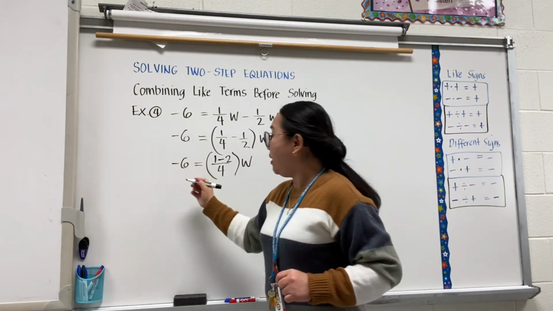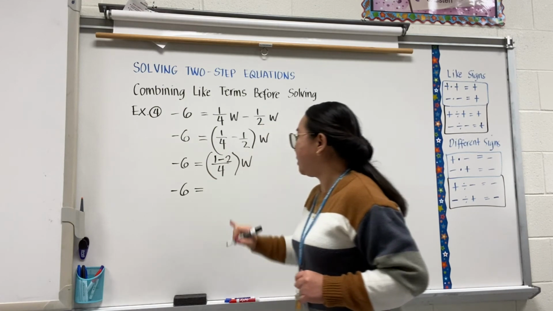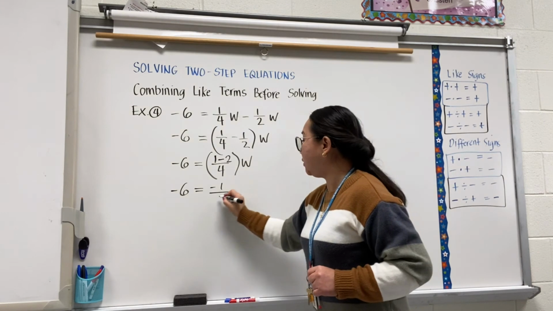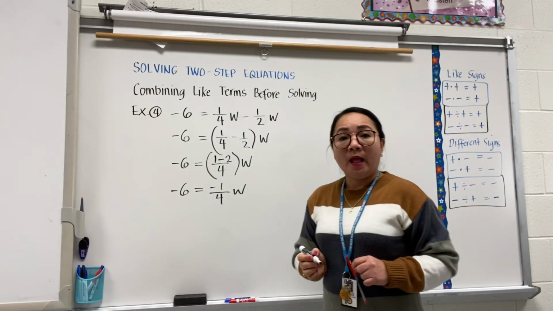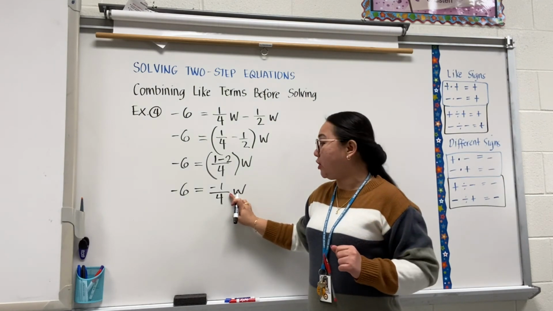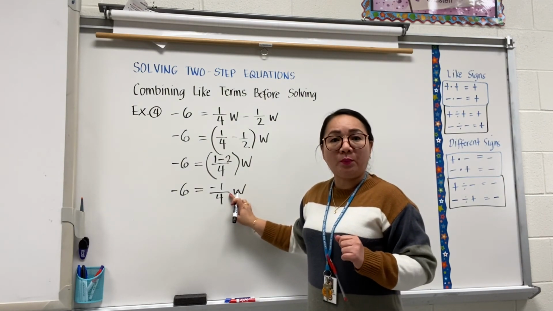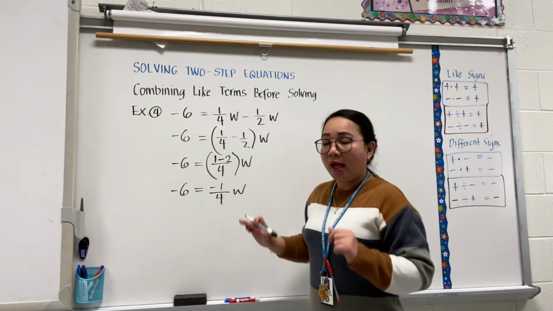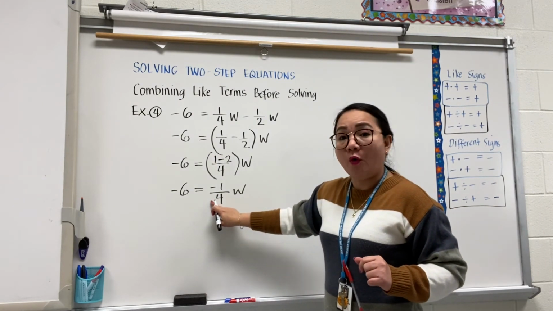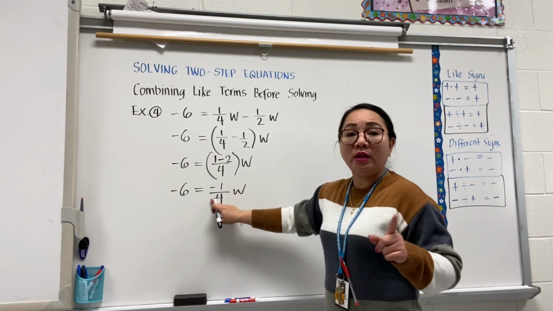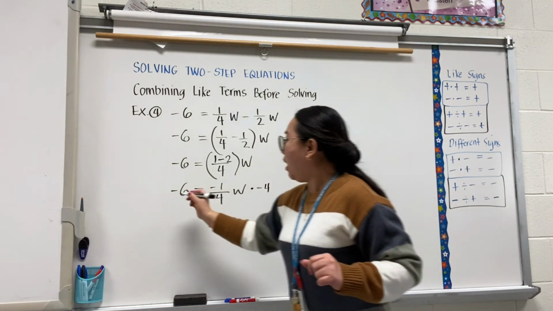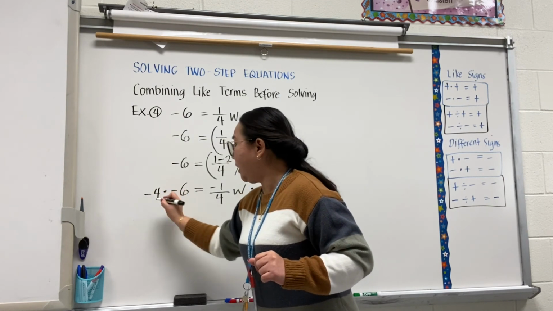So on the left side, write negative 6 equals 1 minus 2 is negative 1. And keep your denominator times w. Now here, we have a division sign. So we will undo the division by applying the multiplication property of equality. So that means we will multiply both sides of the equation by 4. So since this is negative, we will multiply negative 4 on both sides. So this is times negative 4, on the other side times negative 4.